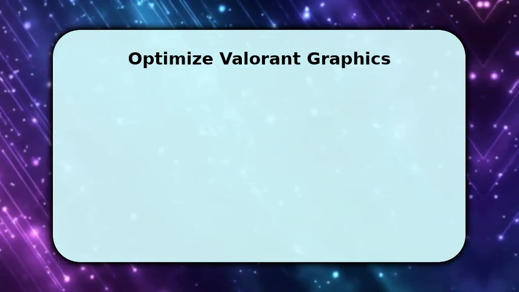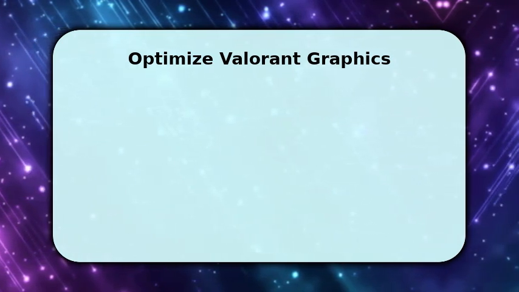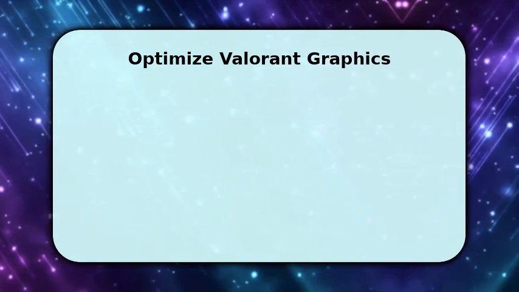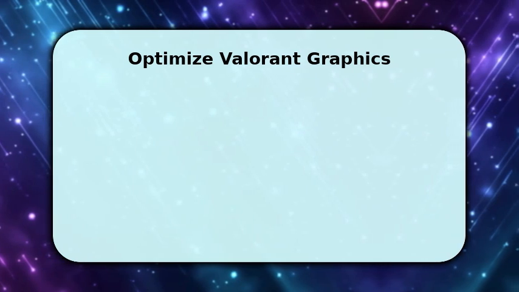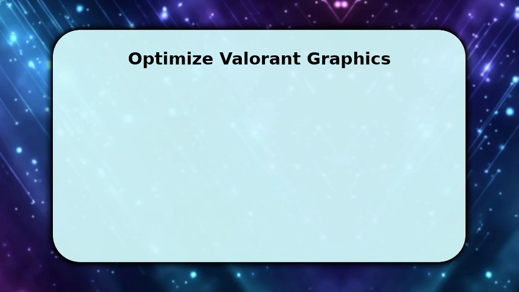Enable multi-core rendering to let Valorant use multiple CPU cores effectively. Reduce material, texture, and detail settings to low or medium for smoother performance. These adjustments prioritize frame rate and responsiveness while keeping visual clarity for aiming.